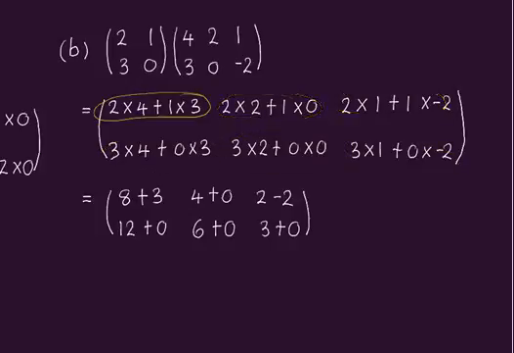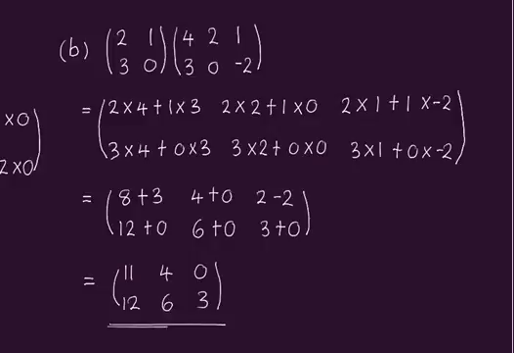Alright, and simplifying now. 8 plus 3 gives us 11, 4 plus 0 gives us 4, 2 minus 2 gives 0, 12 plus 0 is 12, 6 plus 0 is 6, and 3 plus 0 is 3. And that's the answer to part B.